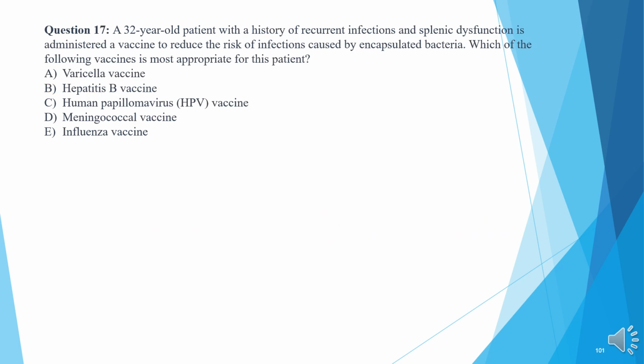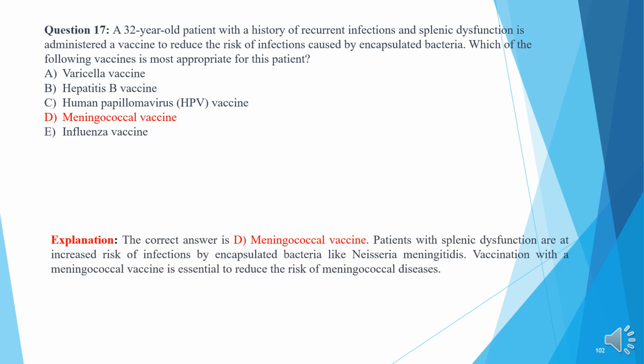Question 17. A 32-year-old patient with a history of recurrent infections and splenic dysfunction is administered a vaccine to reduce the risk of infections caused by encapsulated bacteria. Which of the following vaccines is most appropriate for this patient? A. Varicella vaccine. B. Hepatitis B vaccine. C. Human papillomavirus, HPV, vaccine. D. Meningococcal vaccine. E. Influenza vaccine. The answer is D.